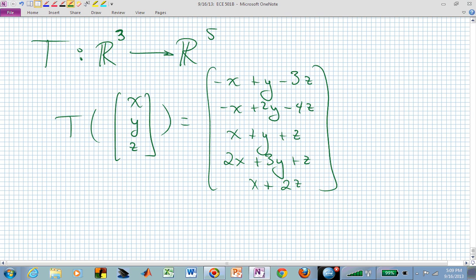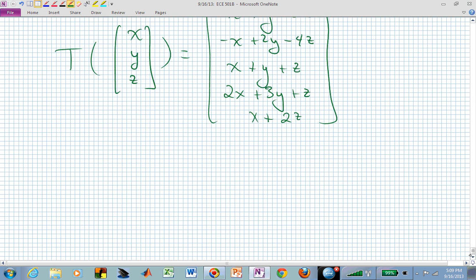Now, to be surjective, what would we need to have happen? We would need to be able to cover that entire 5-dimensional space with a vector from our domain. And in this case, I hope it's sort of clear that that's not going to happen. We only really have 3 coordinates, x, y, and z, and we're trying to expand that up to cover a 5-dimensional coordinate frame for a generic choice of 5 coordinates.